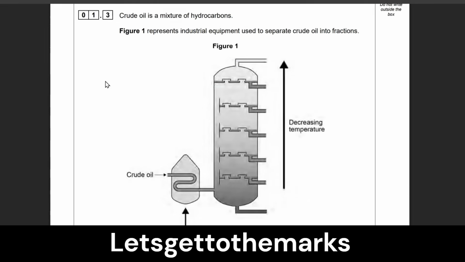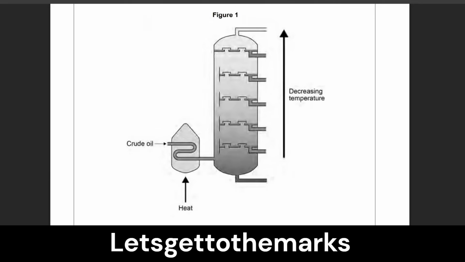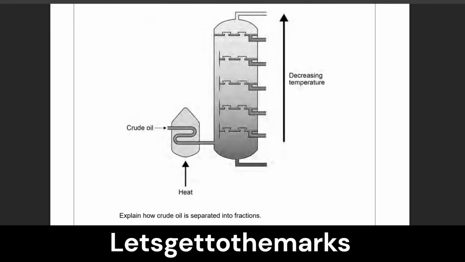Right, we're on to 1.3. Crude oil is a mixture of hydrocarbons. Figure 1 represents industrial equipment used to separate crude oil into fractions. Here's figure 1. It shows us that there's a temperature gradient because we go from the bottom where it's hotter and you can see this arrow's going up, decreasing temperature. And then we've got a pipe going in to this equipment and an arrow going up. I guess that says heat. Yep, heat at the bottom. And then we've got various pipes coming off at different sections of this column or tower.